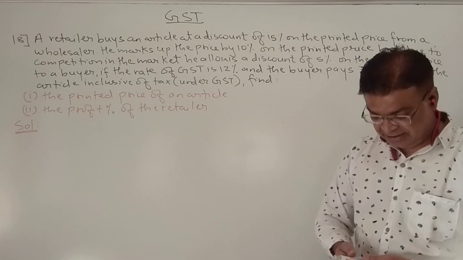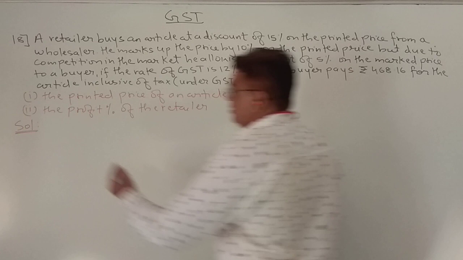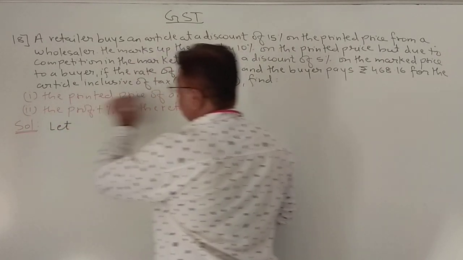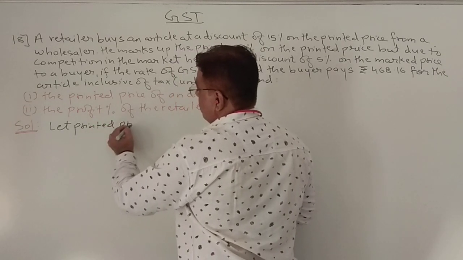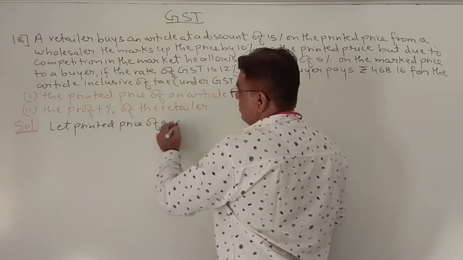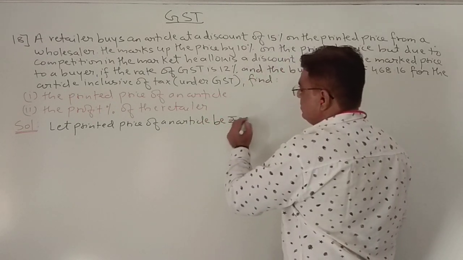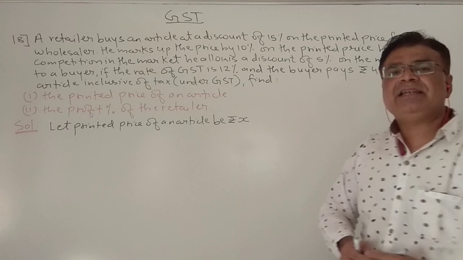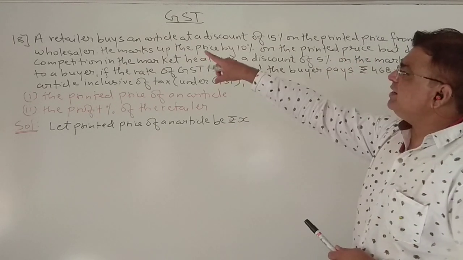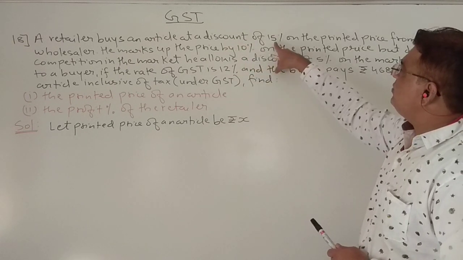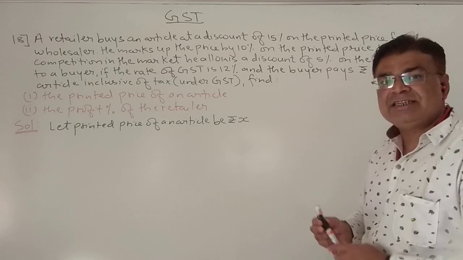First of all, let us find the printed price of the article. Now here we don't know the printed price, so let the printed price of an article be rupees X. Printed price of an article we are assuming as rupees X. Now see, here a retailer buys an article at a discount of 15% on the printed price. So what is the printed price? X. So what is the discount?